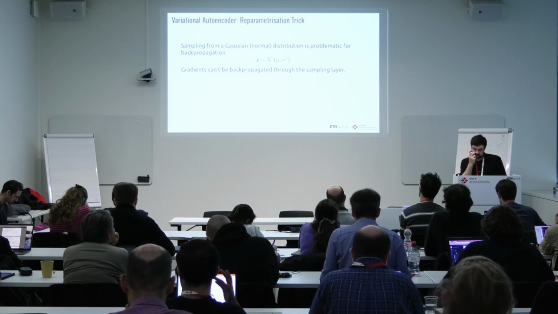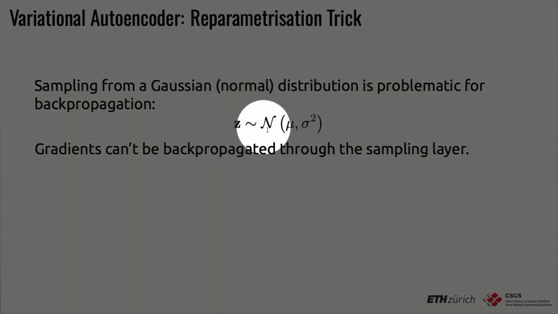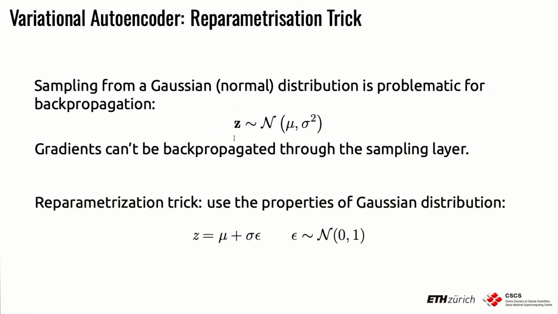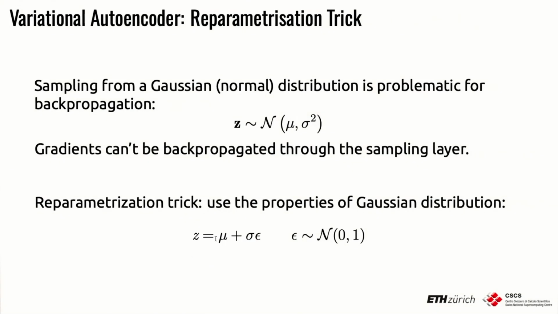Okay. Then there is a big problem with this model for backpropagation, because essentially you're producing a mean and a variance with your encoder, but then you have a sampling of a random variable from the normal distribution with this mean and this variance. And this is problematic because you cannot backpropagate through a sampling layer. And so what people came up with is the reparametrization trick, using the properties of a Gaussian distribution. If you want to have Z distributed with a mean mu and a standard deviation sigma, you can actually sample from a standard normal distribution and then multiply by the standard deviation and add the mean, and then you get that Z is distributed according to this Gaussian distribution.